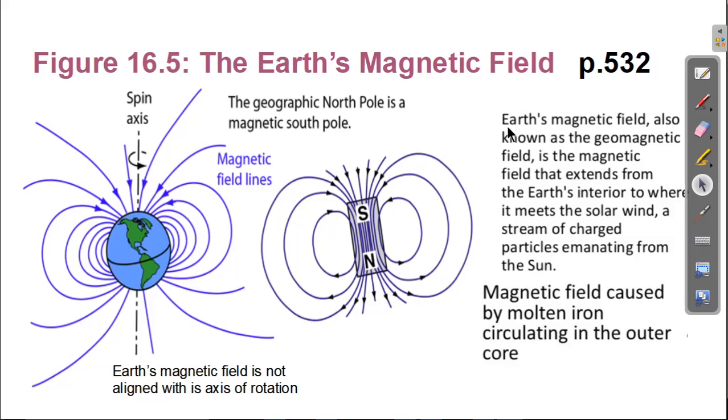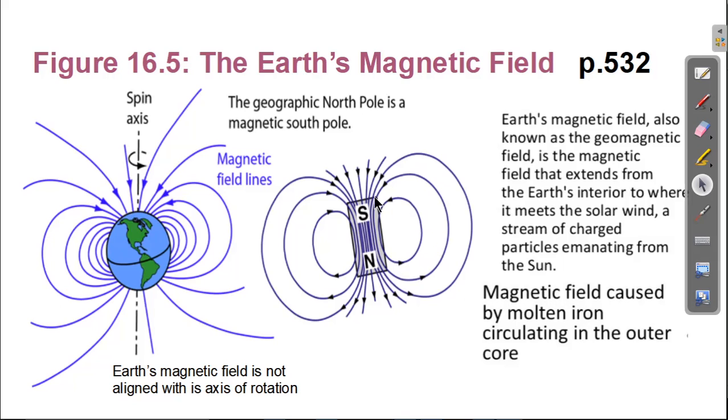Let me read this right here. Earth's magnetic field, also known as the geomagnetic field, is the magnetic field that extends from the Earth's interior to where it meets the solar wind, a stream of charged particles emanating from the sun. So there you go. You already know that the middle of the Earth is full of molten iron, and that molten iron is really spinning. It's moving around and around. That creates a magnetic field.